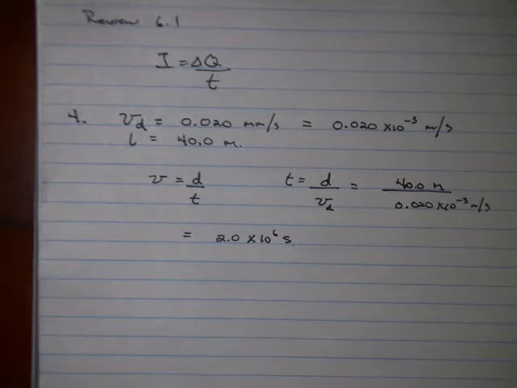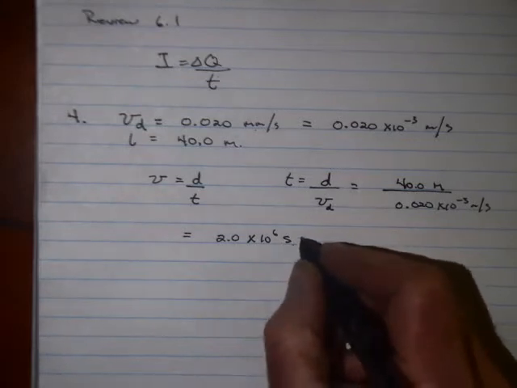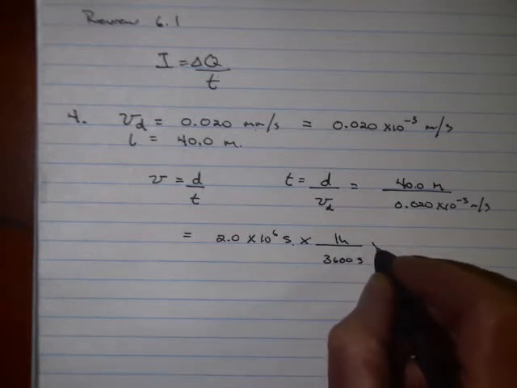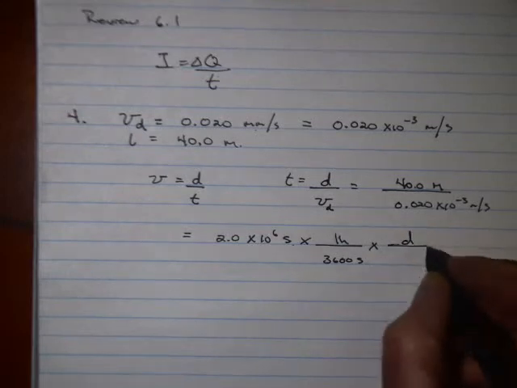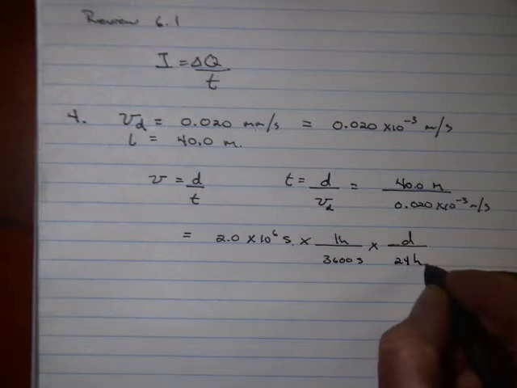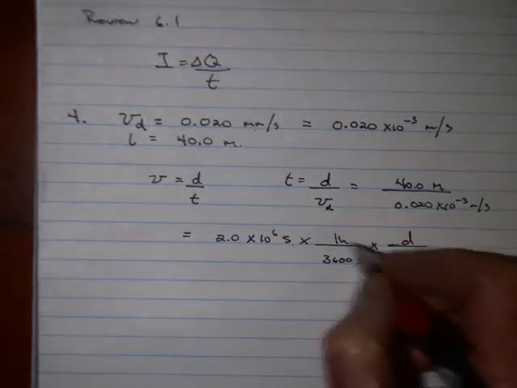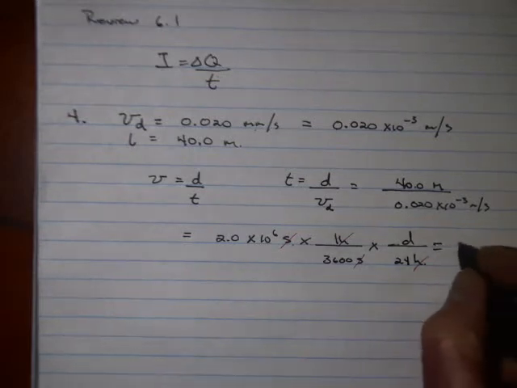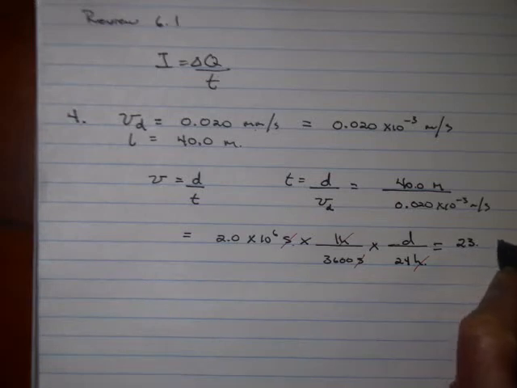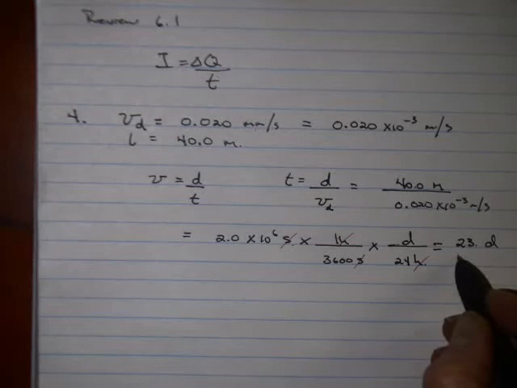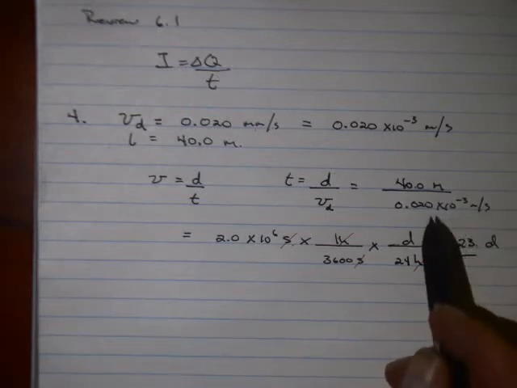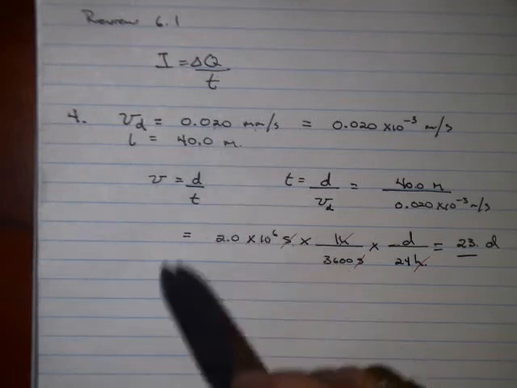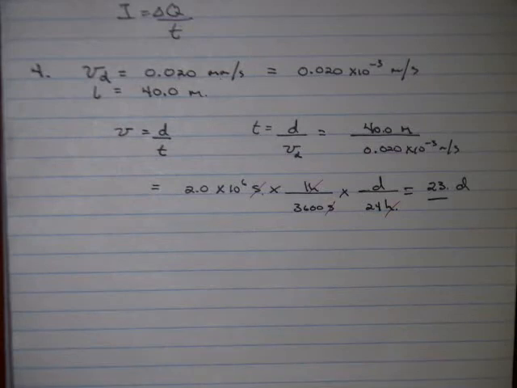So all you have to do now is translate that into days. In 1 hour there's 3,600 seconds, and there's 24 hours to a day. So seconds will cancel, hours will cancel, and you're going to have your answer in days, and that comes out to 23 days. Now notice that there's only 2 significant figures there, and that's because the speed is only 2 significant figures. This is 3, but this is 2. So 23 days is fine. Alright, so that's that one.